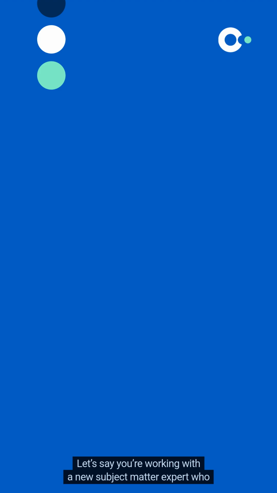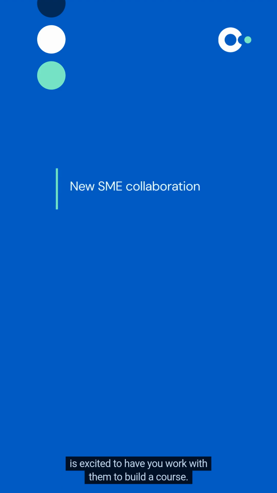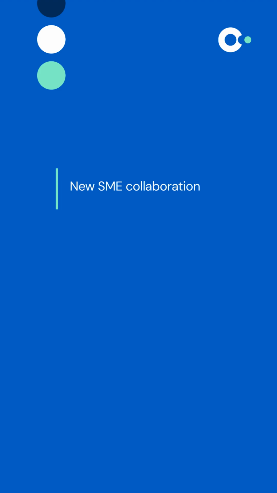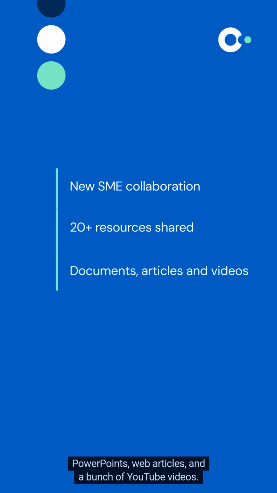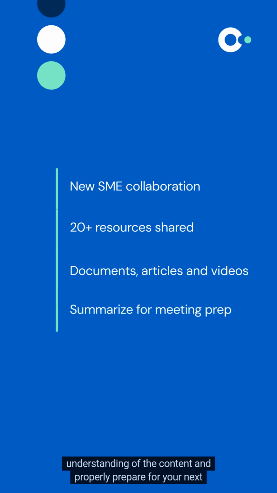Let's say you're working with a new subject matter expert who is excited to have you work with them to build a course. They send you over 20 different resources, including Word documents, PowerPoints, web articles, and a bunch of YouTube videos. You don't have time to read through them all thoroughly. How can you review the necessary information to get a summarized understanding of the content and properly prepare for your next meeting with the subject matter expert?